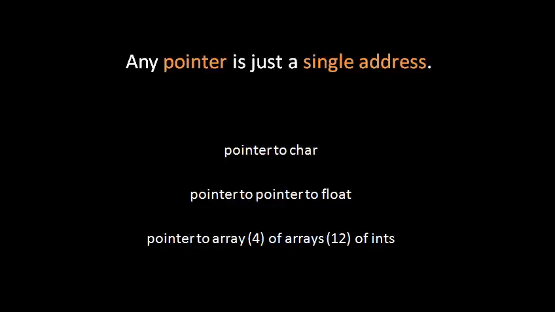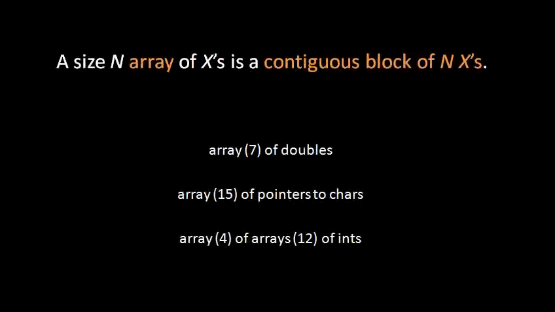It can be a little bit trickier to picture what a complex array type looks like in memory, but the general rule is that an array is always a contiguous block in memory of some number of things, those things all of the same type. So in a simple case, an array size 7 of doubles is a contiguous block that consists of 7 doubles, one double after the next. An array size 15 of pointers to chars is a contiguous block of 15 pointers. And we know what pointers look like in memory, they're just addresses, so effectively it's enough space to hold 15 consecutive addresses.